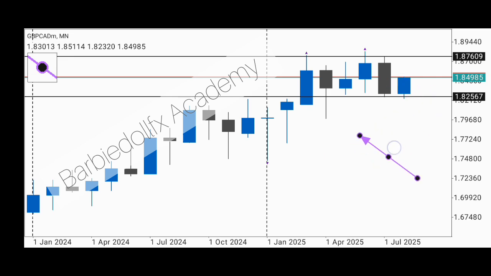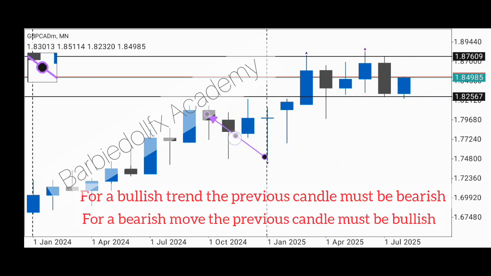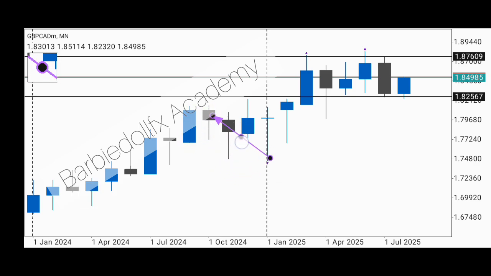So for a candle range theory to be valid, the previous candle must be bearish for a bullish trend. Then for a bearish trend, the previous candle must be bullish. If you see here, this is an example of a candle range theory. You see that the previous high was swept and price closed back inside, although it's not a strong close because it's moving in an uptrend.